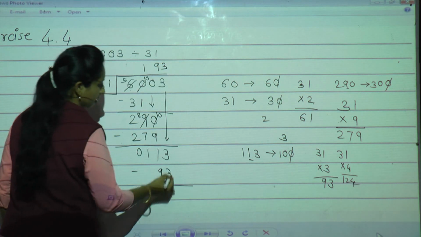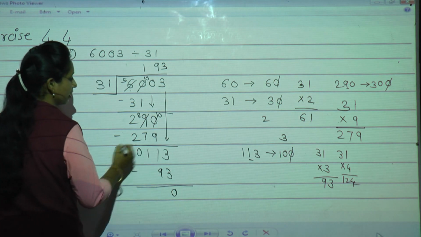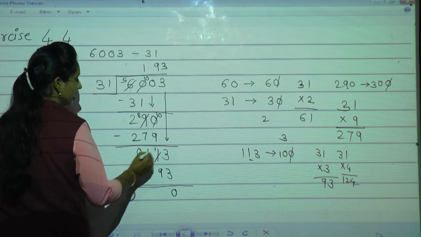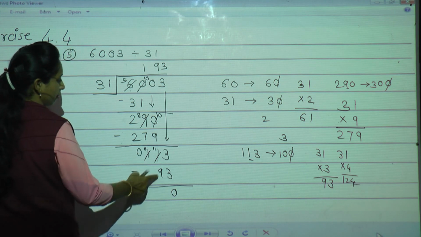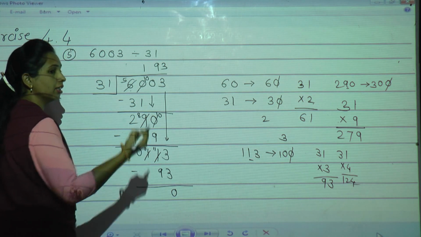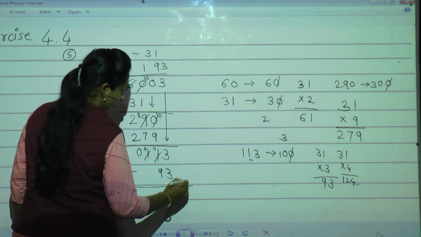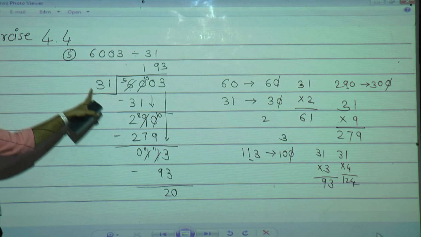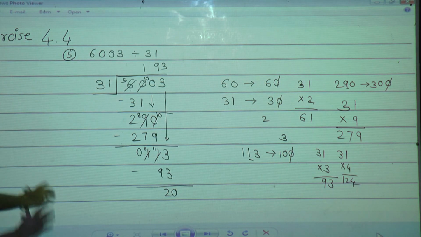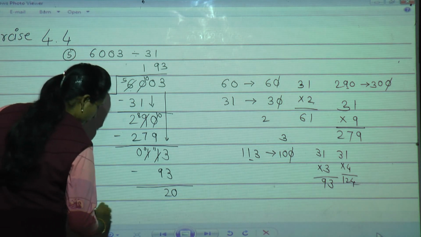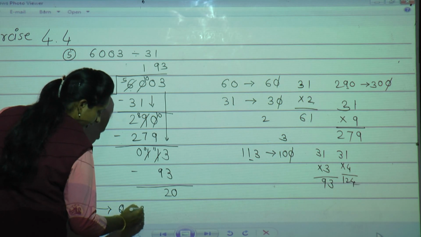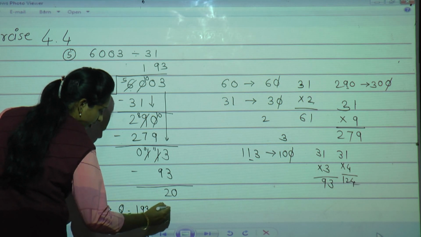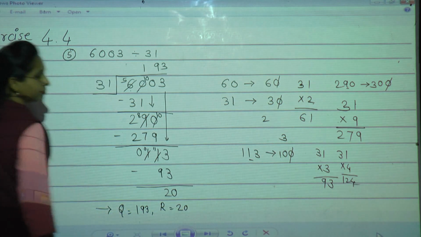Now subtract. 3 minus 3 is 0. 1 minus 9 we can't. Cut the 1, write as it is, take borrow from the neighbor. The neighbor is having 1, he will give 1, 0 will remain. Count 9 after 10, 11. How many will remain? 2. Now 20 and 31. 31 is greater. Now we can't do. Here our sum is finished. Now the quotient is 193 and the remainder is 20.